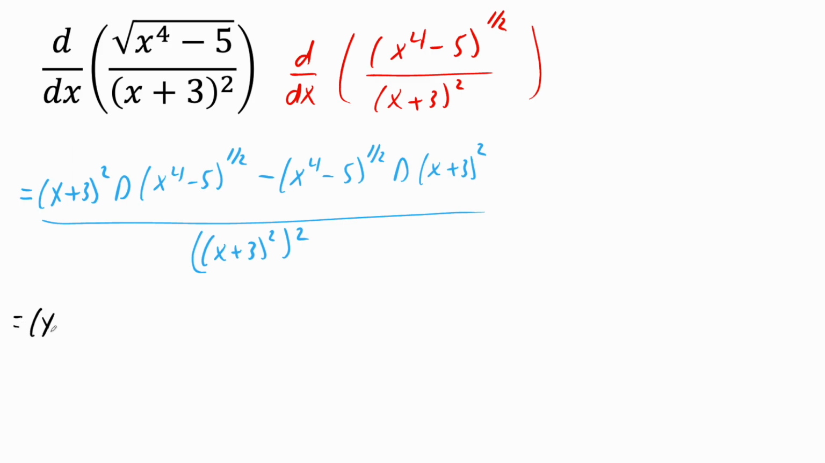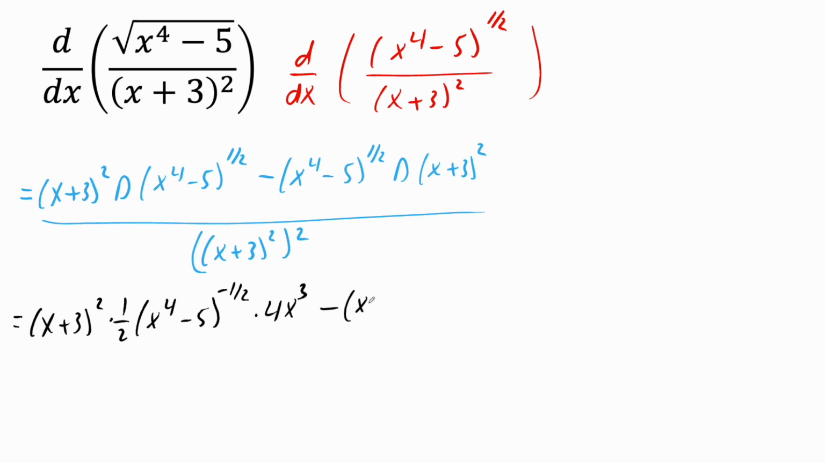We'll have (x + 3) squared. We take the derivative of this piece. So we'll keep our 1/2 in the front. So we have 1/2 times (x^4 - 5). We do 1 less. So 1/2 minus 1 is negative 1/2. But then we need to take the derivative of the inside piece. The derivative of x^4 is going to be 4x cubed, and the derivative of negative 5 is 0.